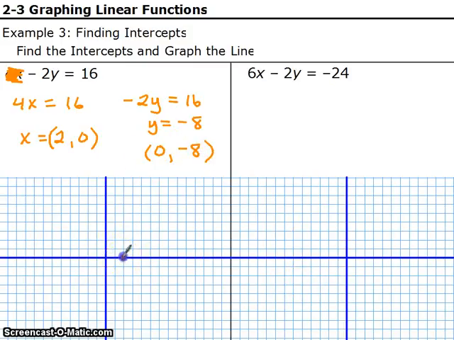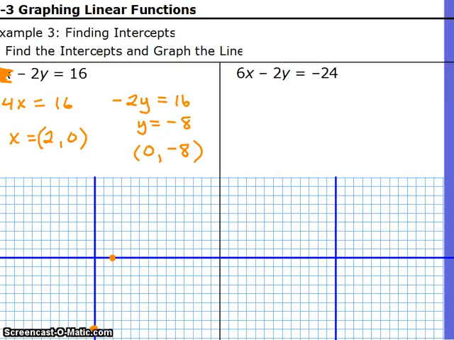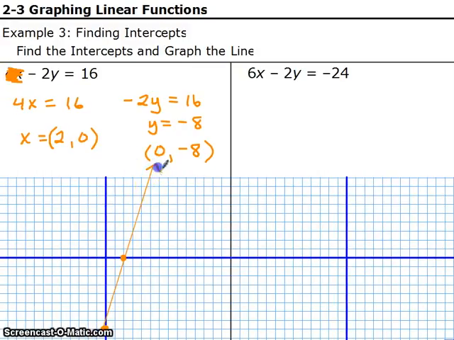I got (2, 0) right there, (0, -8), 6, 7, 8 right there, and since I have 2 points, I've got all I need to be able to graph this line. Just like that, put my arrows on the end, and there we go. So see if you can get this next one, unpause it, see how you did.